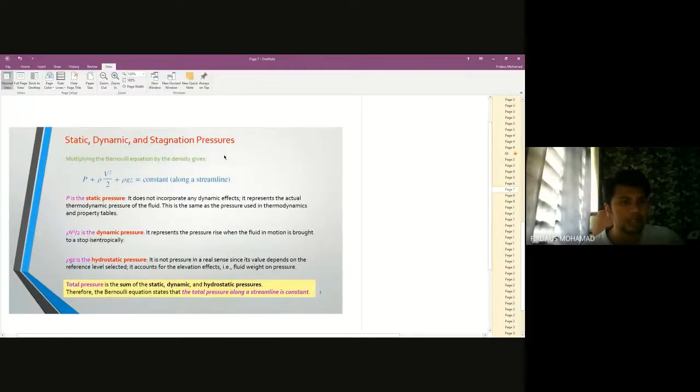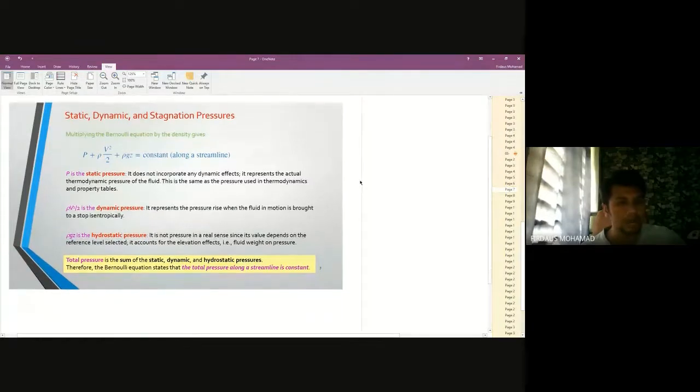Kita define Bernoulli equation in terms of pressure. Okay, cuma saya P, single P is static pressure. So what is static pressure? Static pressure does not consider the dynamic effect, okay, dynamic effect due to the dynamic pressure due to the velocity lah. It represents the actual thermodynamic pressure of the fluid. So this is the same as the pressure used in thermodynamics and property table. So there is the static pressure.